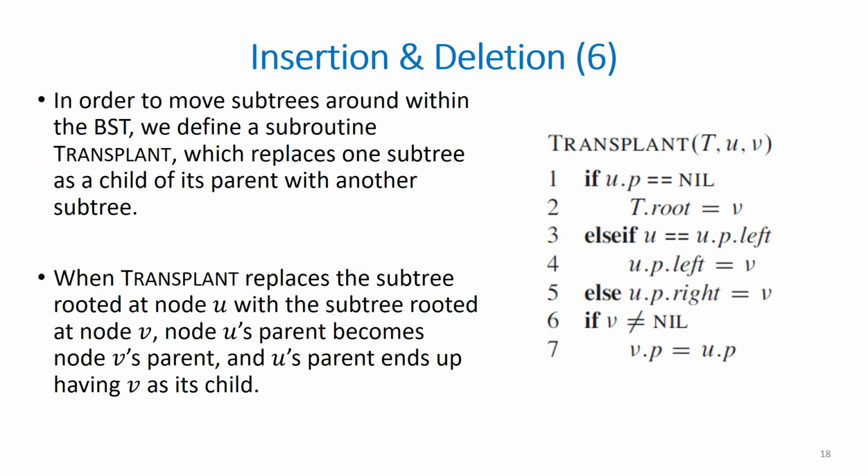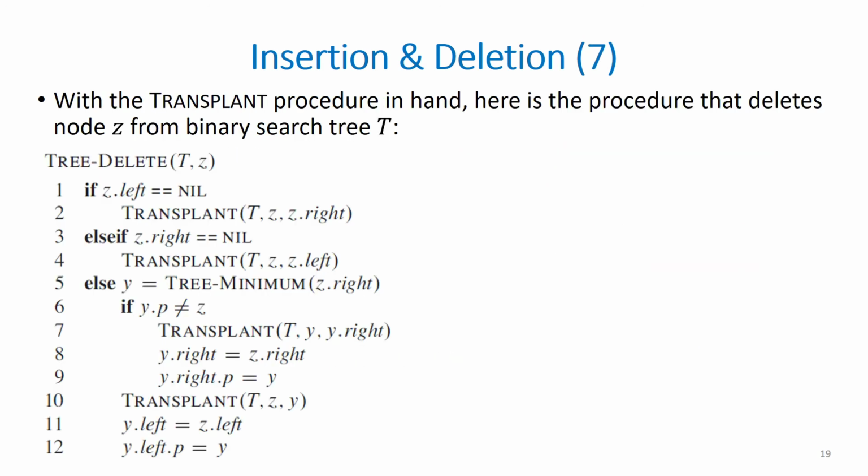As we saw, case 3 requires moving subtrees around in the BST. The transplant procedure actually does that movement for us. The transplant procedure replaces the subtree rooted at some node U with another subtree rooted at node V. While doing so, node U's parent becomes node V's parent, and U's parent ends up having V as its child. The pseudocode for the tree delete procedure is as shown over here. As input, it takes the pointer to the root of the tree T and the pointer to the node that needs to be deleted, which is Z.